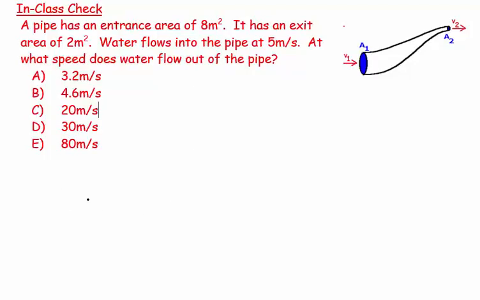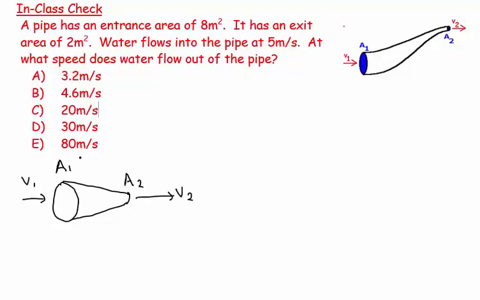So again, I like to make my own visualization so I can make things simpler or clearer. In this case, this is A1 and this is A2, and then this is my V1, meaning velocity, and this is my V2. And there's a relationship between these things.